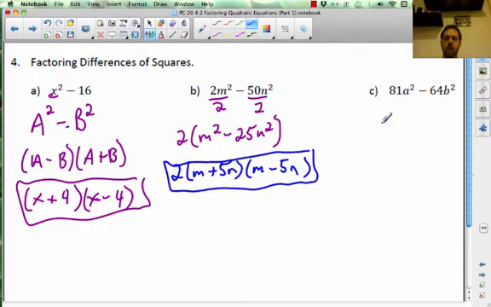Similarly over here, 81a squared minus 64b squared. These are both already perfect squares. So take the square roots. We get 9a plus 8b times 9a minus 8b. The order of the plus and the minus don't matter. You'll get the exact same thing if you switch them around. It's like 3 times 2 versus 2 times 3. You're going to get the same result regardless. So it doesn't matter if you go minus and then plus, or plus and then minus, as I've done here.